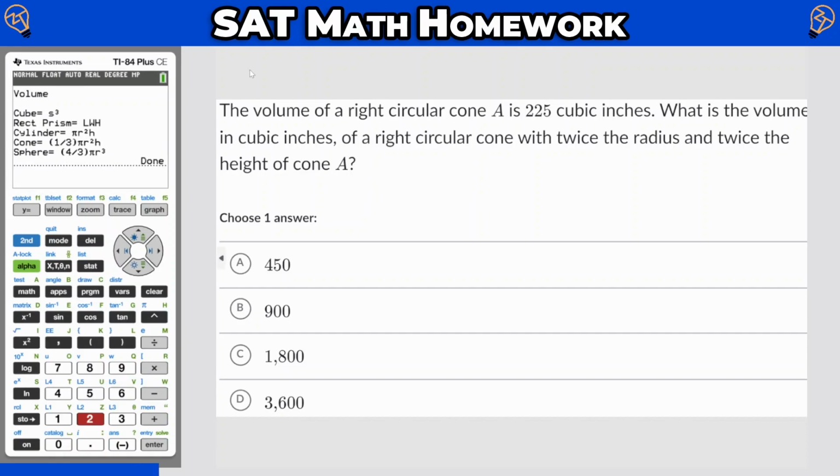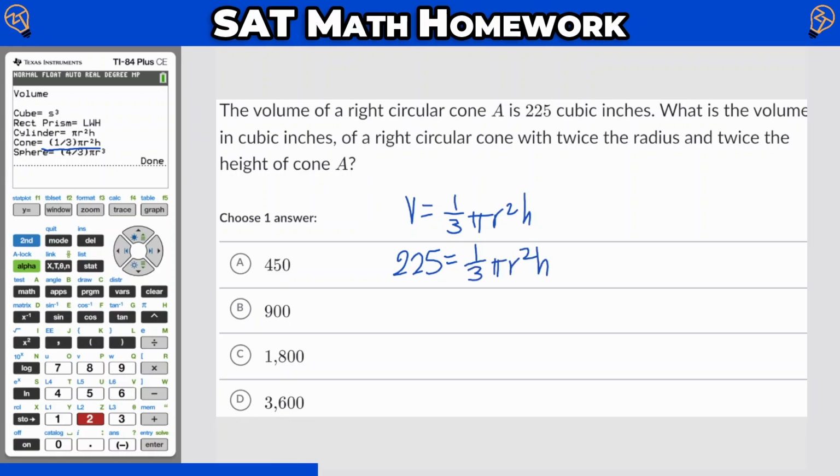And they're talking about a right circular cone. Now the volume for a right circular cone is 1/3 pi r squared h. They say the volume of cone A is 225 cubic centimeters. They want to figure out what would be the volume of another cone that has twice the radius and twice the height. So let's see what would happen.